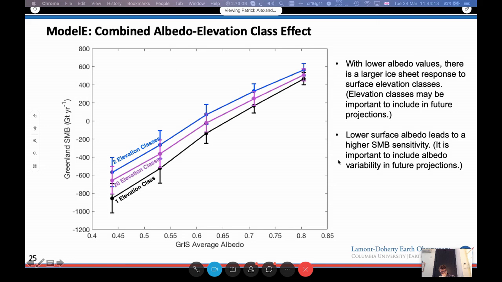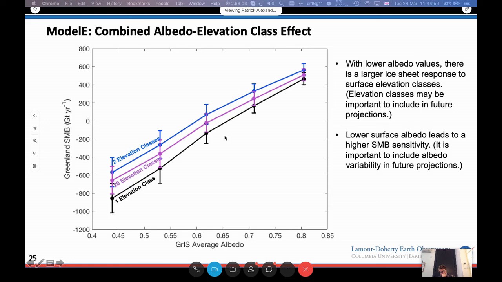So for the lowest albedo, for the entire ice sheet, it's sort of the range of albedo values that we have right now on the ice sheet. But you can see for this lowest albedo value, there's a larger spread in terms of surface mass balance between the different elevation class simulations. So this tells us that in the future, when albedo starts to decrease, including elevation classes could be important because it could affect simulation of surface mass balance overall.